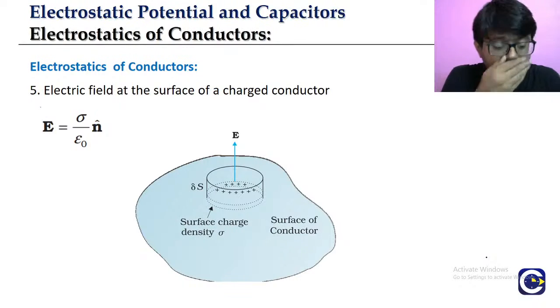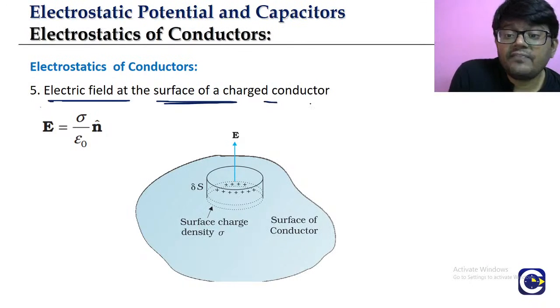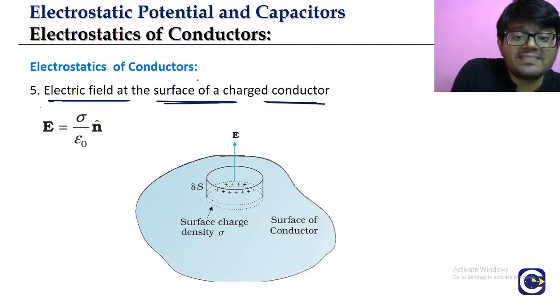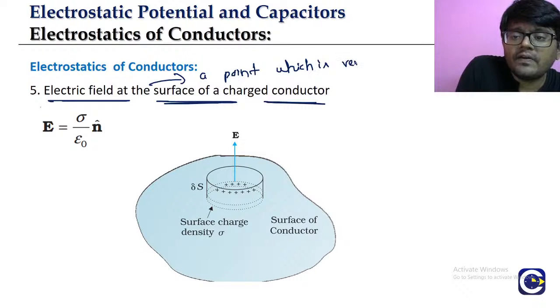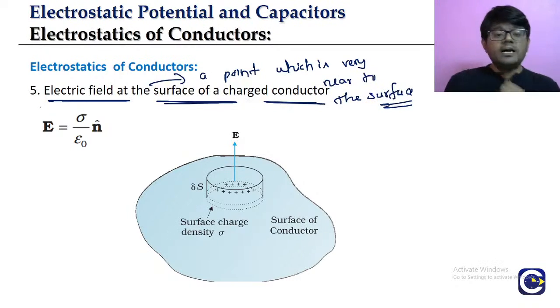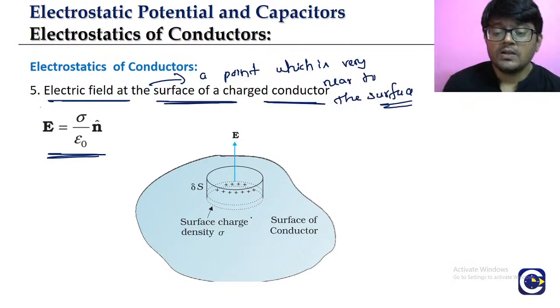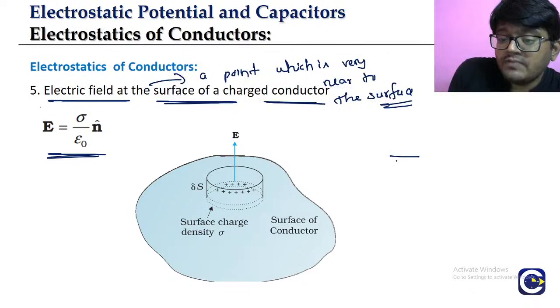Another point, see, the electric field at the surface of a charged conductor. At the surface, we are going to take a point which is very near to the surface. We need to see how this result comes. I think you remember we have discussed about this.